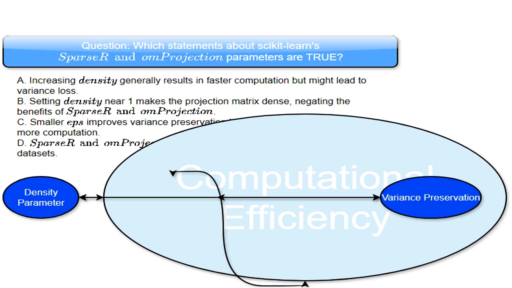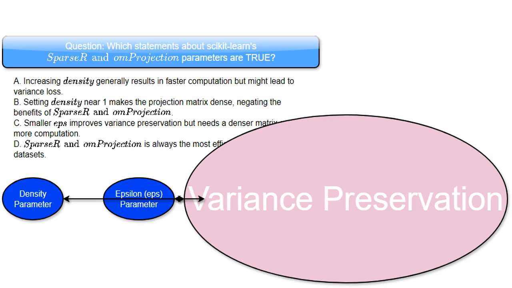SparseRandomProjection strives for computational efficiency, especially with sparse data. A sparse matrix, one with mostly zeros, allows faster computations because you don't perform many zero-valued operations. The density parameter directly affects this efficiency. A denser matrix loses this advantage. Let me break down this term.